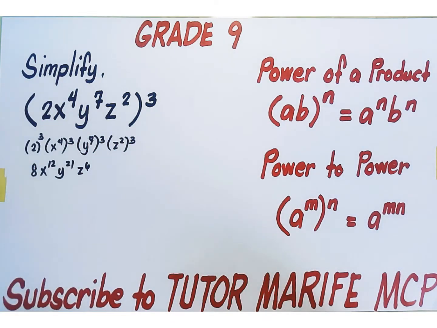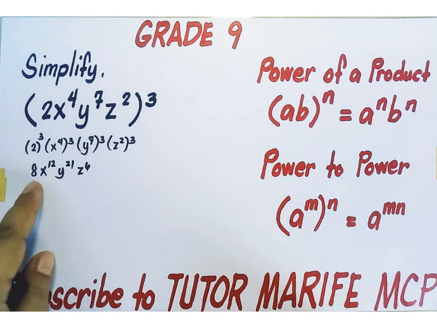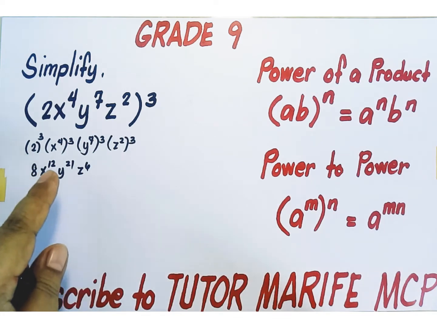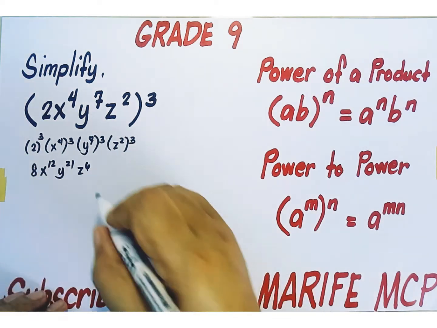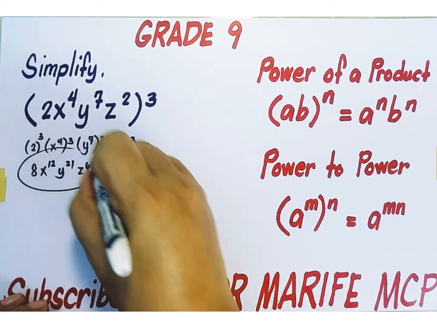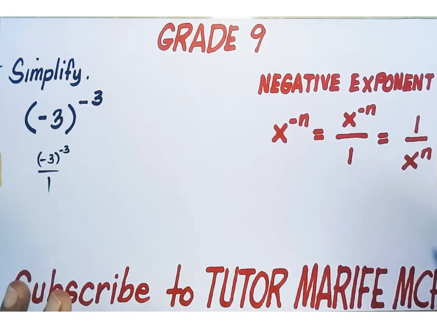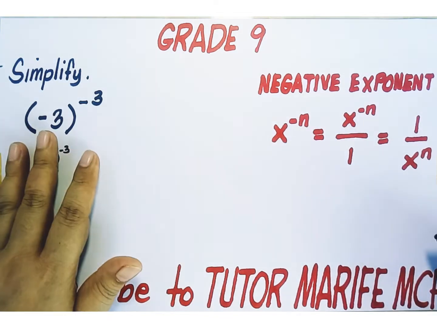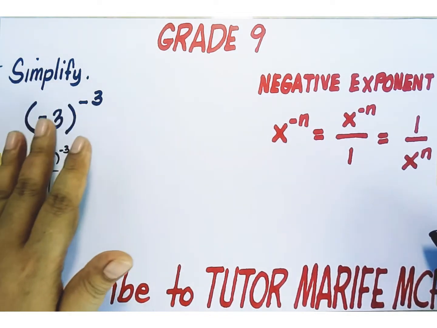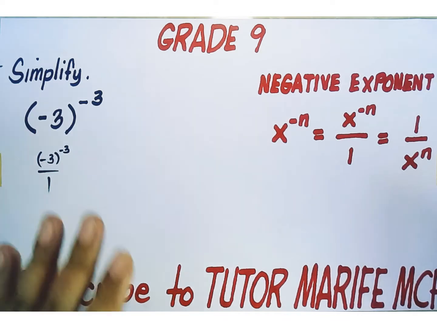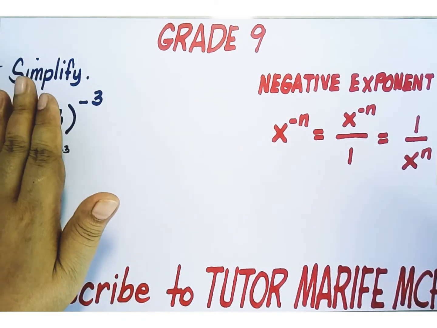In simplest form, the second expression is 8x raised to 12, y raised to 21, z raised to 6. This is the final answer. Let's simplify the third given expression. We have negative 3 enclosed with parentheses raised to negative 3. How do we simplify this expression?